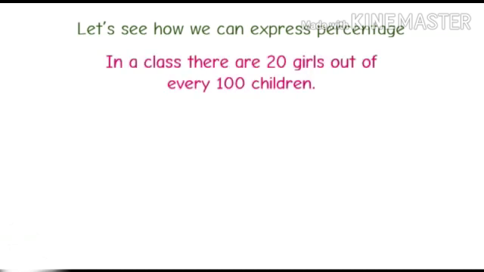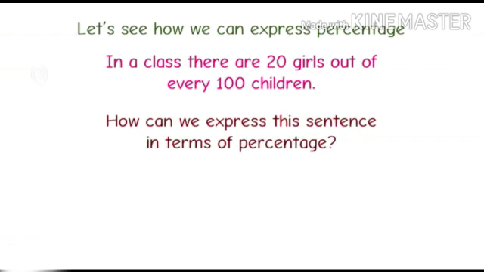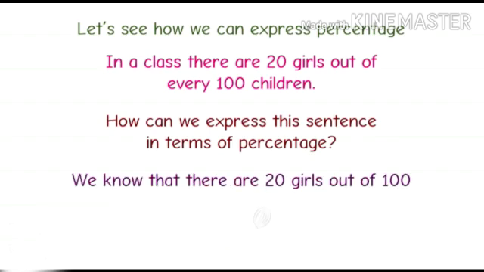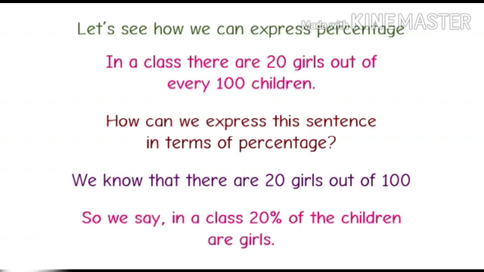In a class, there are 20 girls out of every 100 children. How can we express this sentence in terms of percentage? We know that there are 20 girls out of 100. So, we say in a class 20% of the children are girls.